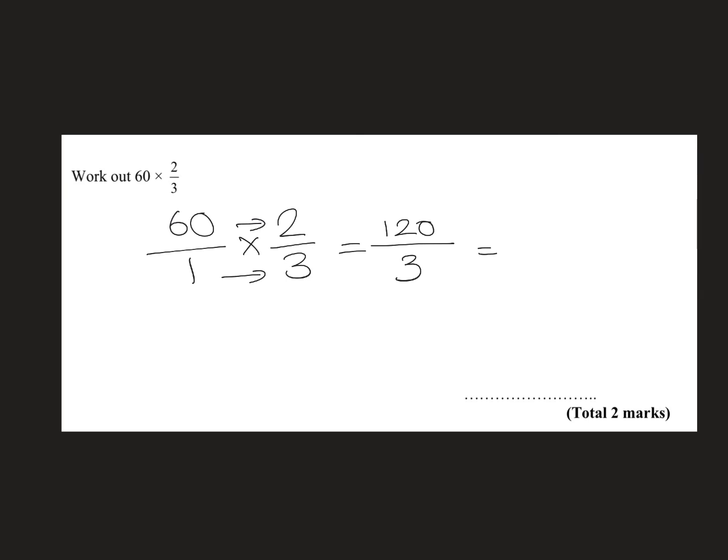Now, we need to simplify this, and 120 divided by 3, if we divide both those by 3, 3 into 12 goes 4 times, so that will be 3 into 120 will go 40 times, over 3 into 3 goes once. So 40 over 1 is just simply 40. So your answer for that one will be 40.